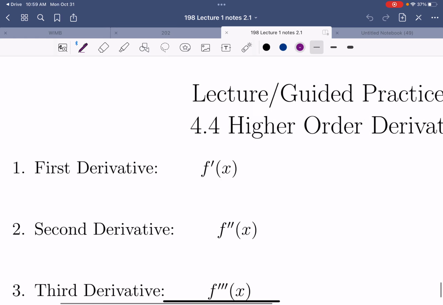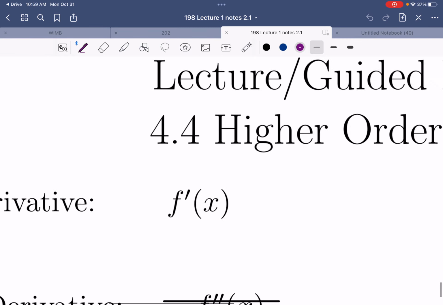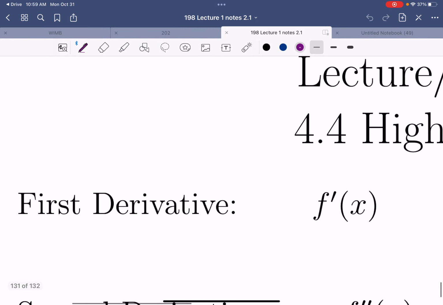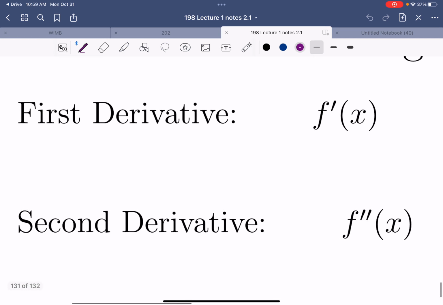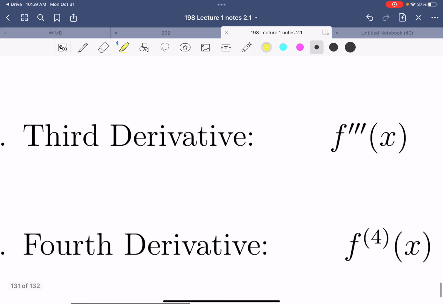So far, we've been finding f prime of x, right? And so from now on, we're going to call that the first derivative because you're taking the derivative one time. But there's no rule that says you can't keep taking derivatives of functions. If you take the derivative a second time, that's the second derivative, and we note that by using two dashes or two primes. If you take it a third time, it's the third derivative, and that's triple prime.